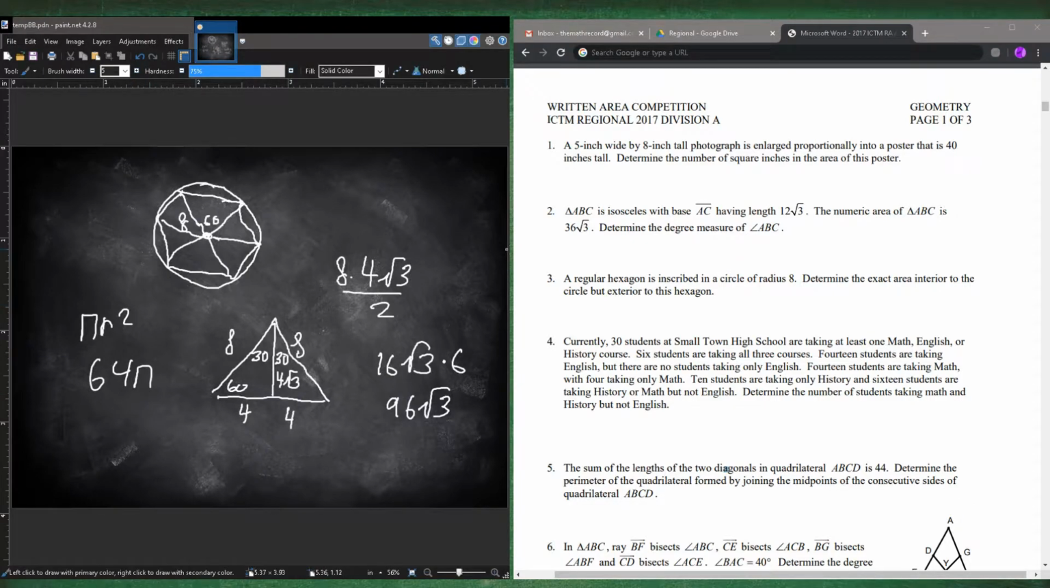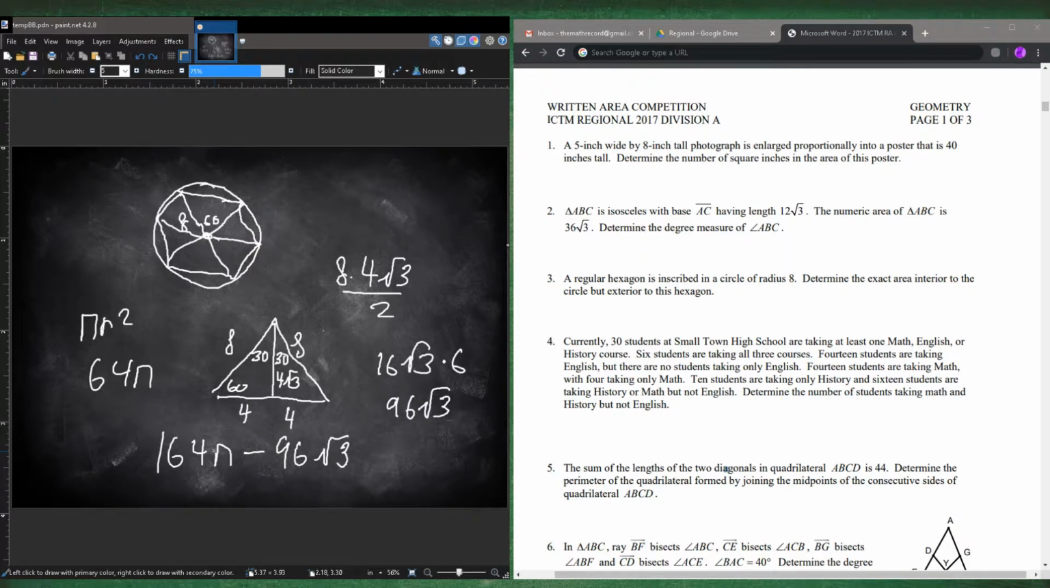So the exact question is to determine the exact area interior to the circle but exterior to the hexagon, right? So the area inside the hexagon is 96 square root 3, and the entire circle is 64 pi. So you want the area of these shaded parts, which you have to add together. That's just 64 pi, the entire circle, minus the hexagon part, which is in the circle but is exterior to the hexagon. So your answer is actually 64 pi.